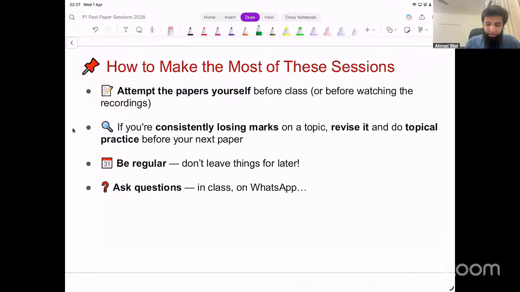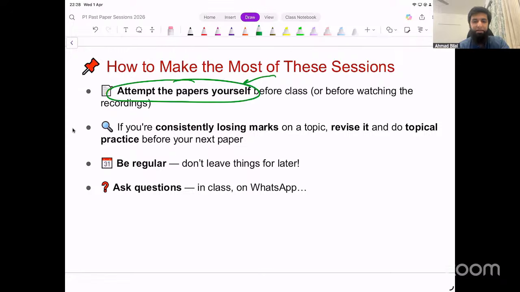Please make sure the papers that we do in every single class, you have attempted them yourself, first of all. I'll be telling you which papers we are going to be attempting before classes. Most likely, I'll give you a weekly schedule of the papers we plan to do in the next week. You would be expected to have attempted those papers before classes.